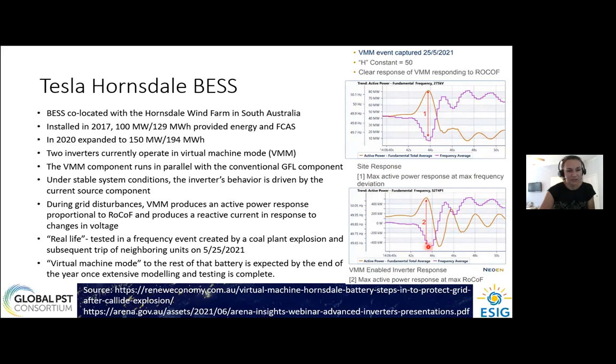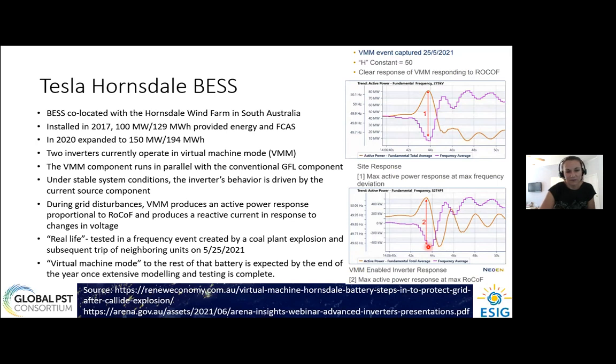In May, they were testing 2 inverters to operate in what Tesla calls virtual machine mode. This virtual machine mode is like a control block that's running parallel with the conventional grid following component, and under stable system conditions, it behaves like a grid forming inverter. During disturbances, it can produce an active response proportional to the rate of change of frequency. So it basically instantaneously injects active power into the grid.